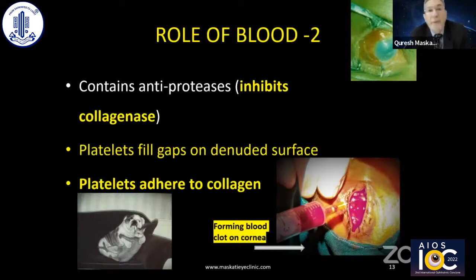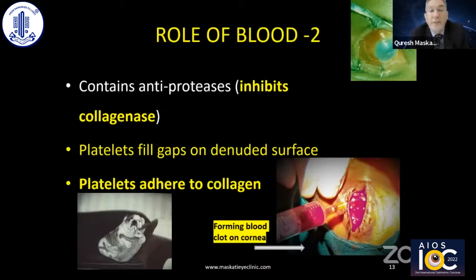So those poor fibroblasts are trying to form collagen, and here you have this bad, evil collagenase enzyme which is trying to break it down. So if you put in enough blood over there, it contains anti-proteases or anti-collagenase. So it destroys the collagenase enzyme and allows the collagen to be made. The platelets which are there in the blood, so this is whole blood, this is not serum, the platelets change their shape. You know, if you remember your MBBS days, platelets are usually round in shape.